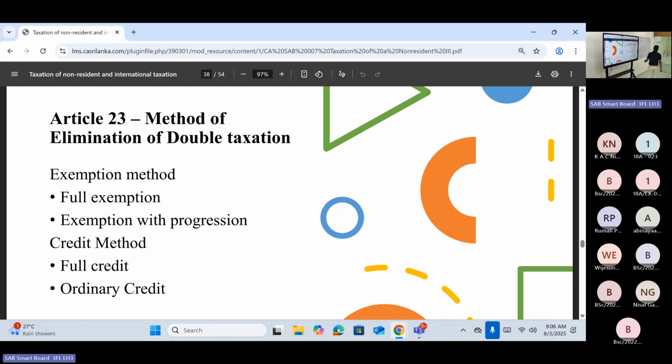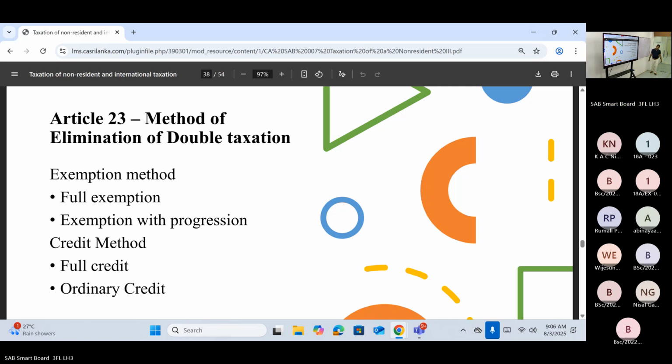The agreement itself says elimination of double tax. Right? There are two methods. The first is the exemption method. That means if one country is taxing, the other country gives the exemption. Say the source country has the taxing right, so the source country is taxing. The resident country does not tax; it gives exemption for that particular income.